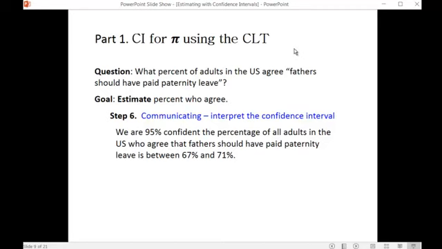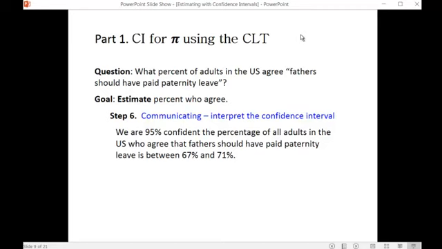Yes, the point estimate was 69, but that was based on a single sample. This statement indicates that, taking into account sampling variability, we are very confident, 95% confident, that the actual proportion of all such adults is between 67 and 71, somewhere in that range. So it tells us how far off we might be due to sampling variability.